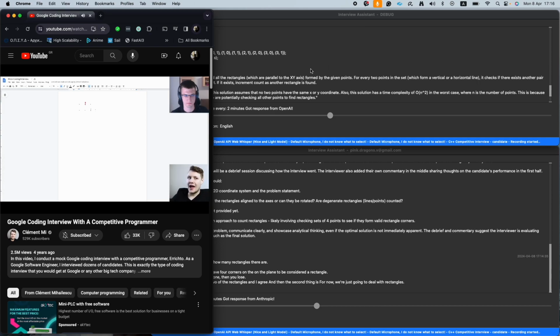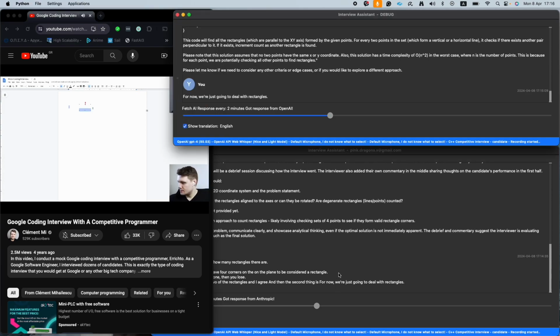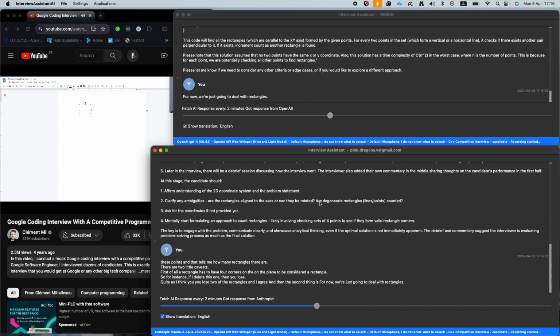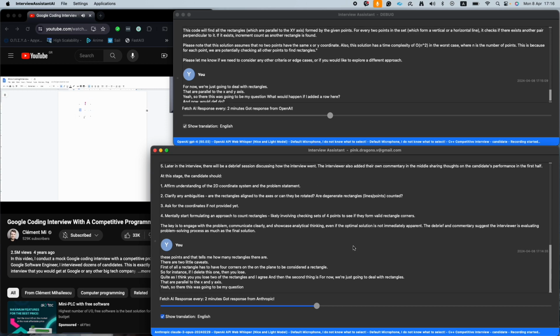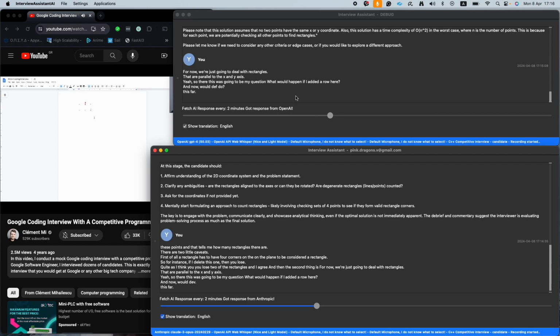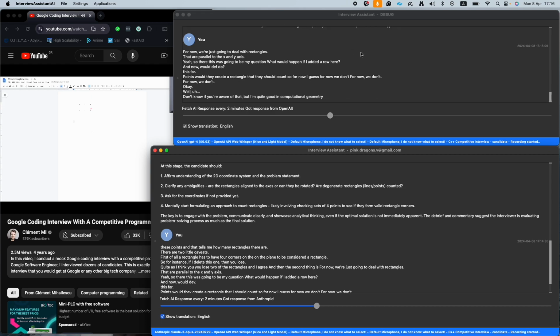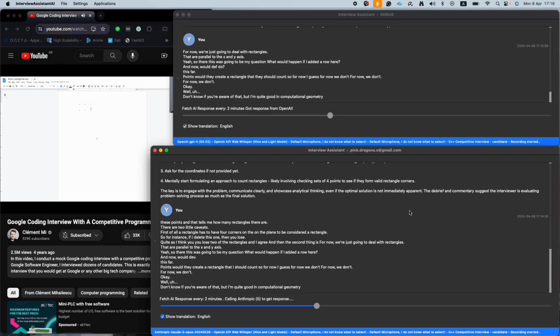that are parallel to the x and y axis. Yeah. So this was going to be my question. What would happen if I added a row here, and now would these 4 points create a rectangle that I should count? So for now, I guess we don't. For now we don't. Okay. Well, I don't know if you're aware of that, but I'm quite good in computational geometry, so it's up to you if you want to leave this problem as it is. Let's leave the problem as it is, and we'll see if we can improve it soon. That's fine.